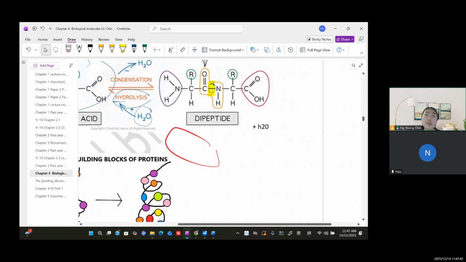Okay, maybe I can give you an example. Starch, okay, maybe. Last time we talked about starch, right? Starch. So is starch a monosaccharide, disaccharide, or polysaccharide? Which one?